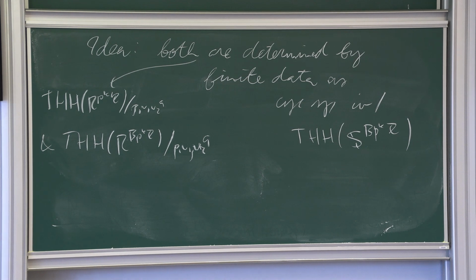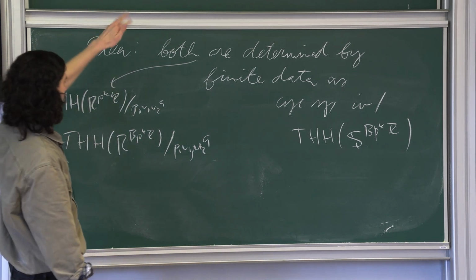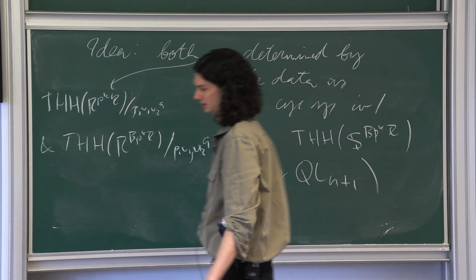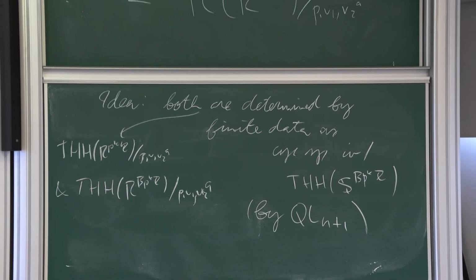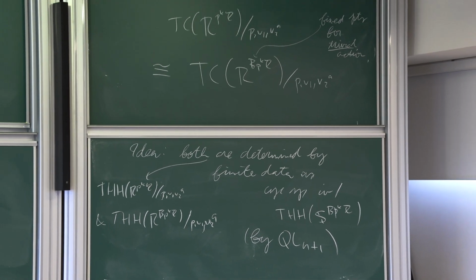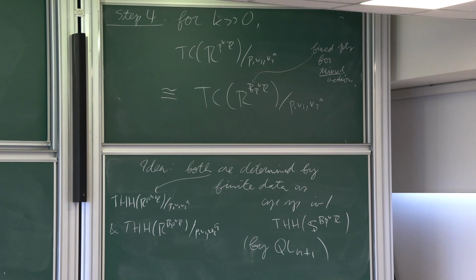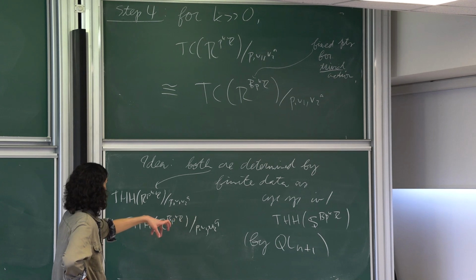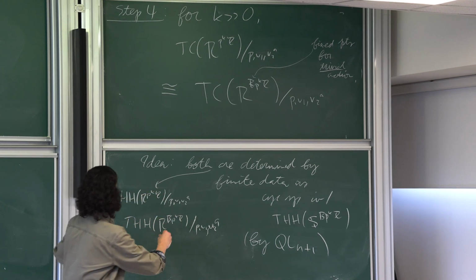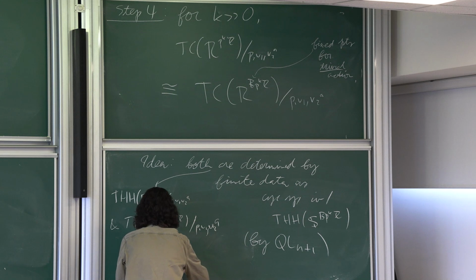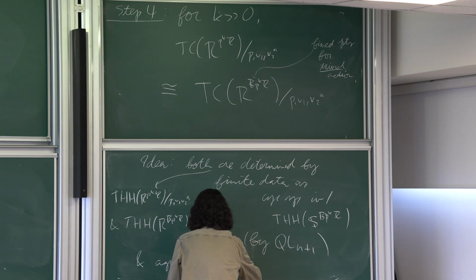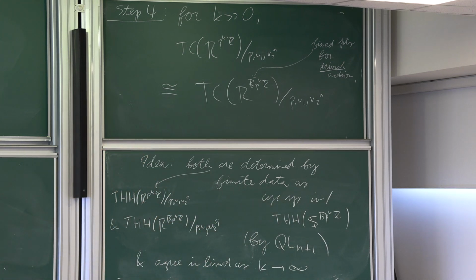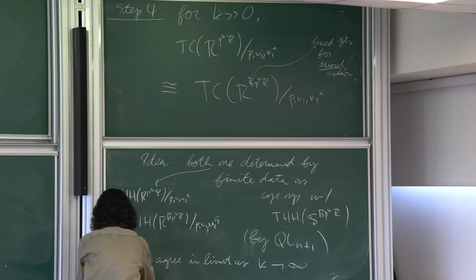And then this is basically by the Quillen-Lichtenbaum property, so you live in finitely many degrees. You also can prove an overall finiteness property, some kind of FP n plus 1 property. So you're in finitely many degrees, and each of those is determined by finitely many data, and they agree in the limit as k goes to infinity because they're fixed points of the same object. And then that means they agree at some finite stage.